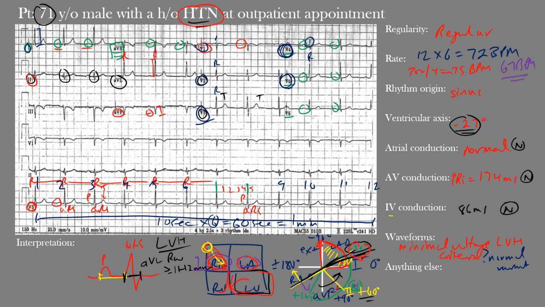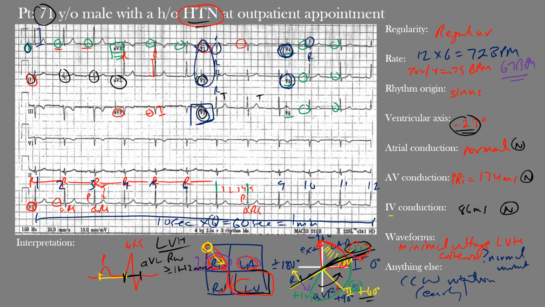Remember, we're going from mostly negative, here's mostly negative, and it seems like it's starting to become mostly positive in this region here, so maybe between V1 and V2. Anyways, it's occurring before V3, so again, we call this a counterclockwise rotation, or an early transition. Remember, the normal transition is between V3 and V4.